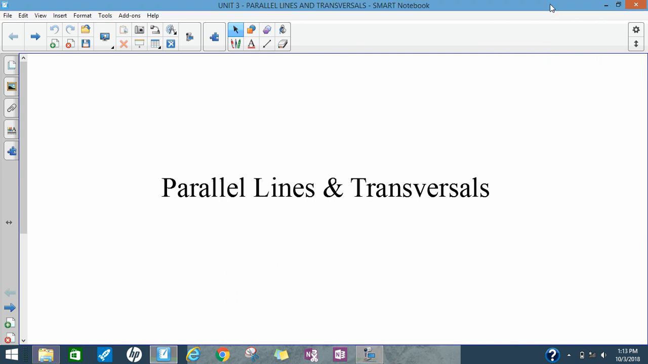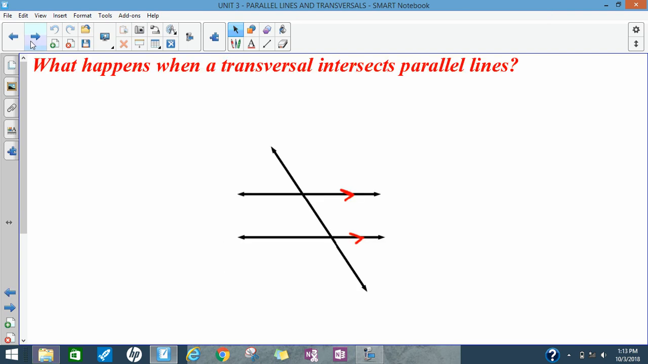Today we're going to talk more about those transversal lines, but now we're going to talk about what happens when the lines that they intersect are parallel. So, real quick, a notation point: when I want to tell you that two lines are parallel, I could put arrows on them like this.